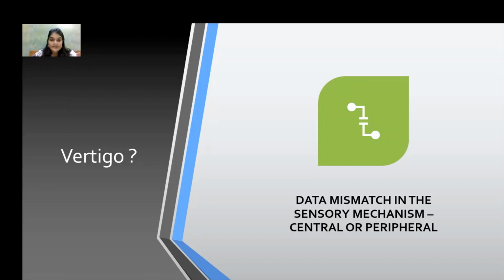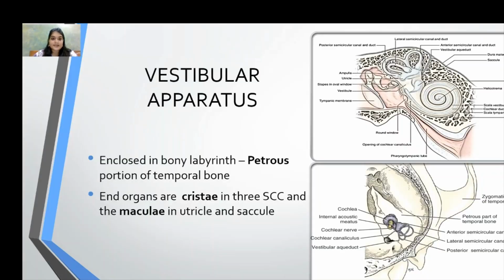Vertigo is also defined as the hallucination of movement. That is, there is no actual movement, but the patient perceives the movement as if the patient is moving or the surrounding is moving. Coming to vestibular apparatus anatomy, the vestibular apparatus is present inside the inner ear, which is present inside the petrous part of the temporal bone.